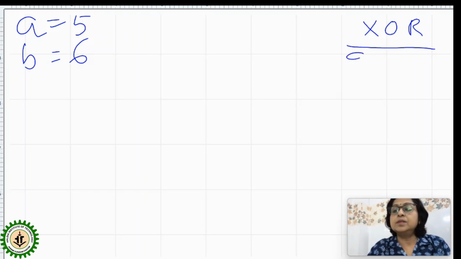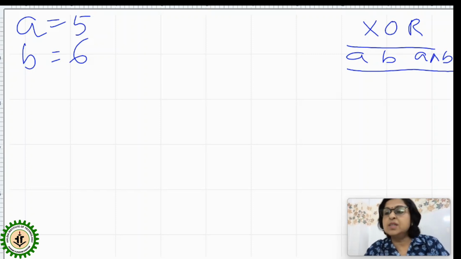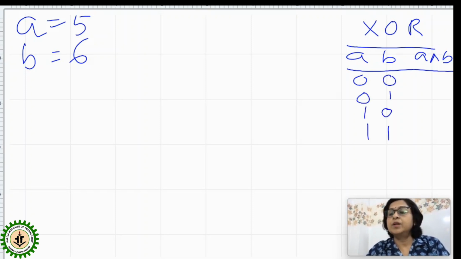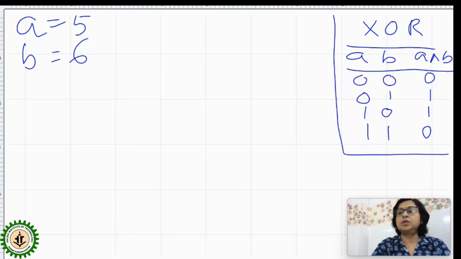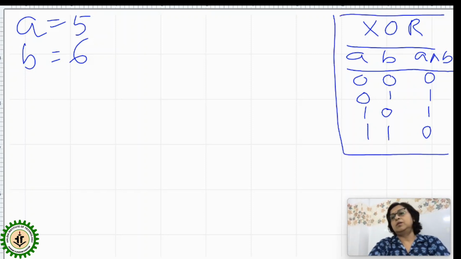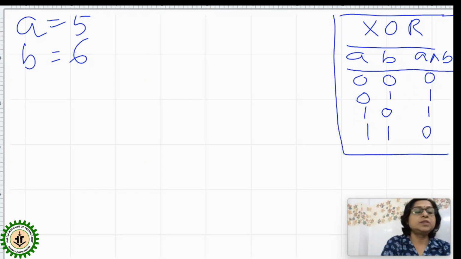If we take two bits A and B and perform A XOR B, this is the operator supported in C language. Now the two bits 0 0, 0 1, 1 0 and 1 1. As we all know, when there are different inputs, the answer is 1 in case of XOR, and when there are same inputs, the answer is 0 in XOR. So this truth table, all of us have already come across earlier.